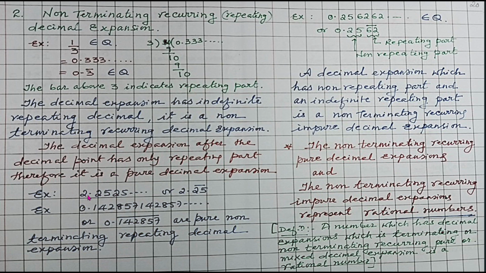Let us take one more example. 2.2525. You see here 2525 is repeating. This is called a non-terminating recurring decimal expansion.